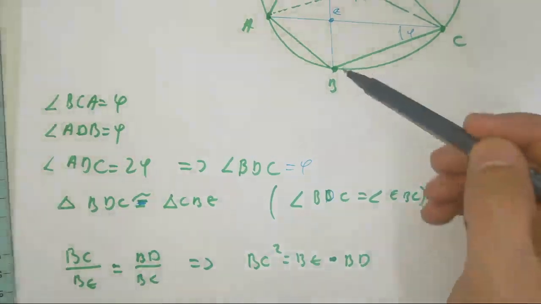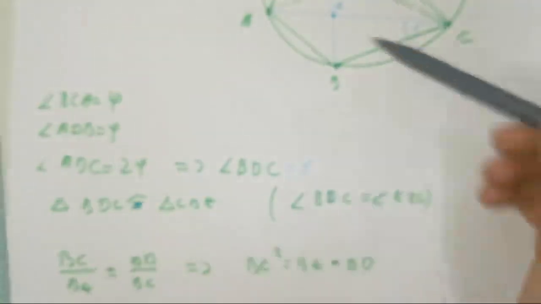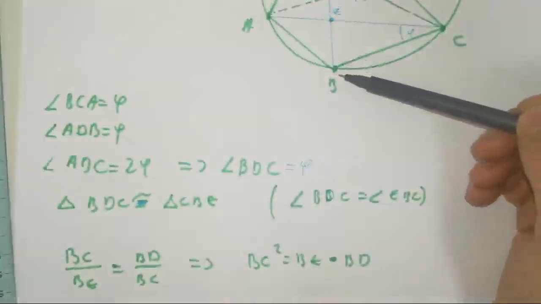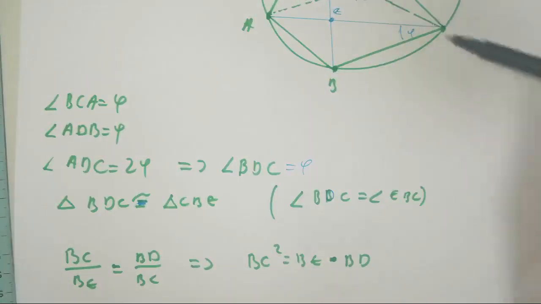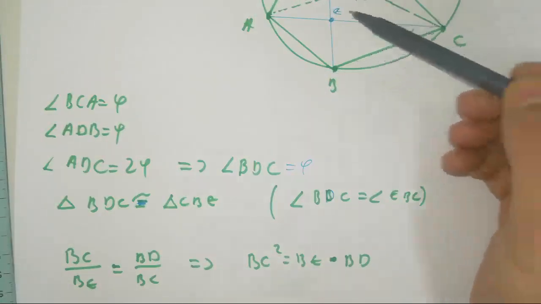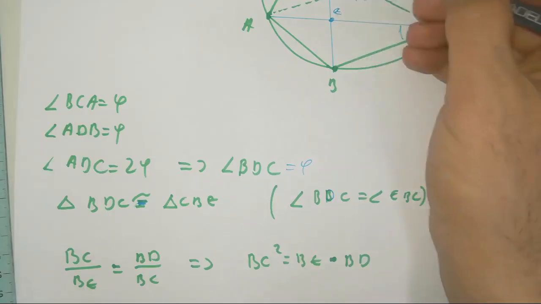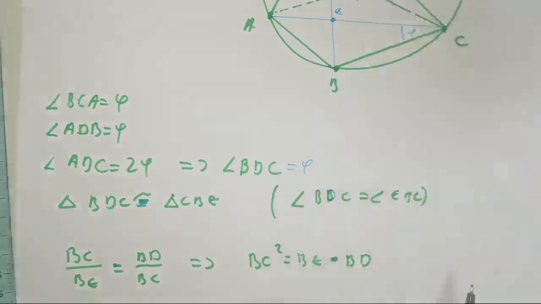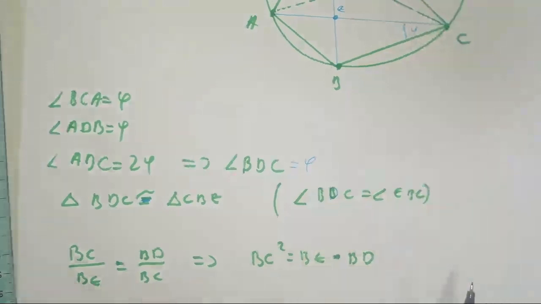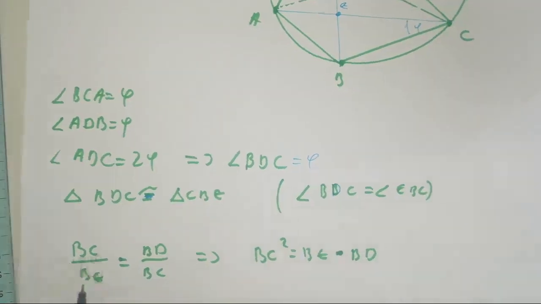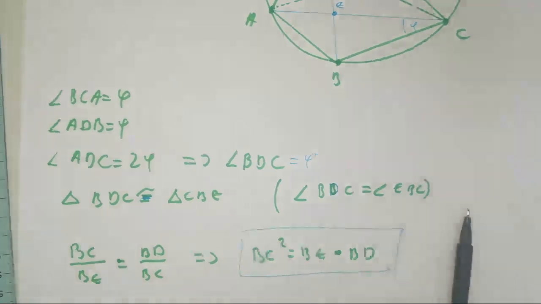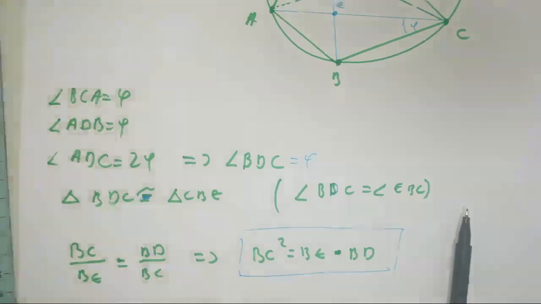Yes, these two are similar because they share one angle, and the other angle BDC is equal to the angle EBC, phi. This one is phi also. Because these two triangles are similar, then you just take the proportion. BC over BE is BD over BC, cross multiply, and we end up that BC squared is BE times BD. Is that clear?